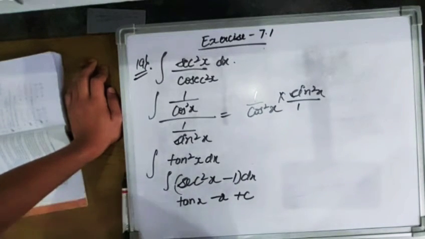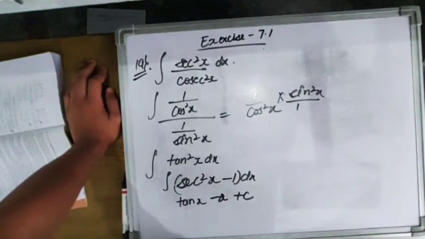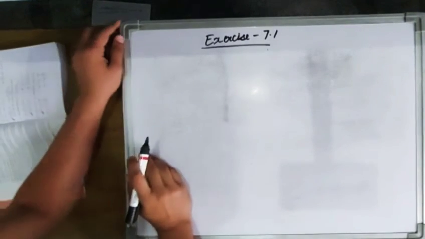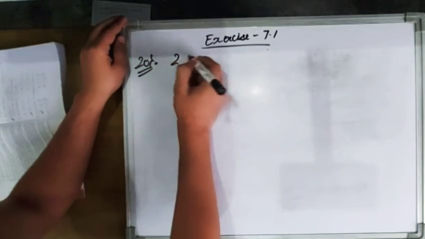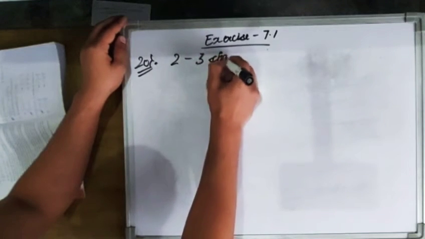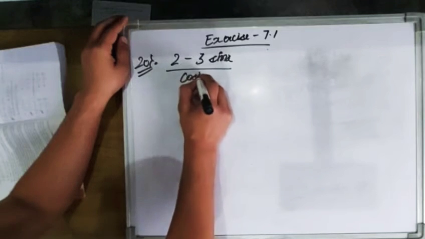Now let's move to our 20th question. The 20th question is also very important. Pause the video, note it down, then we'll move on. The 20th question is the integral of 2 minus 3 sin x upon cos square x.